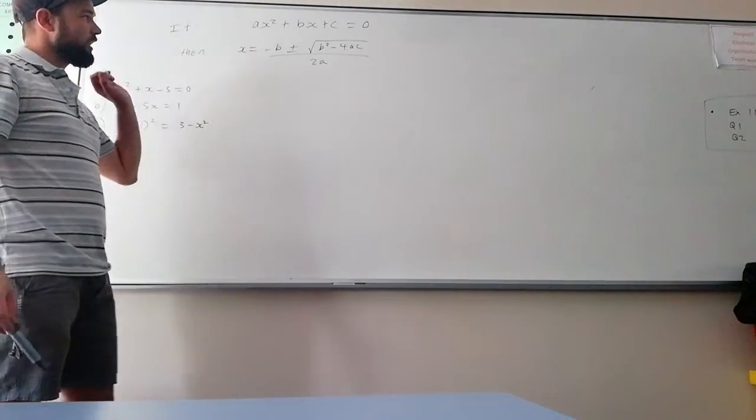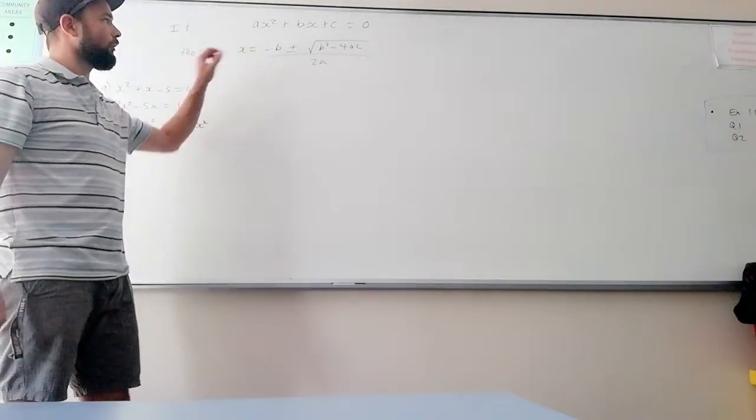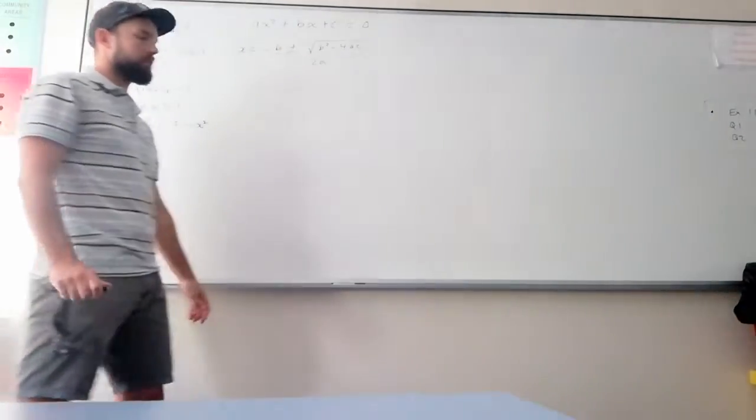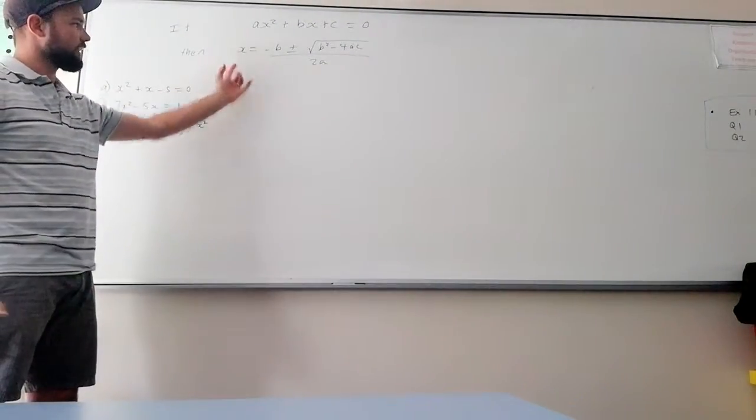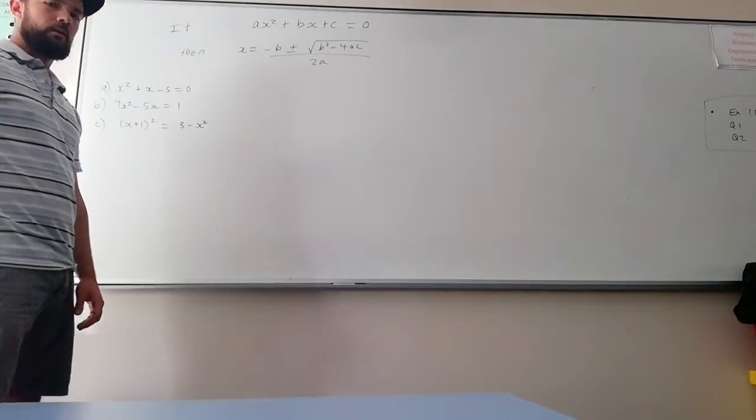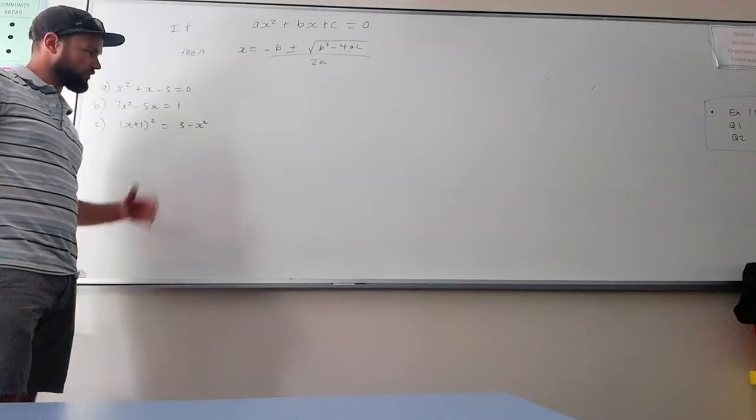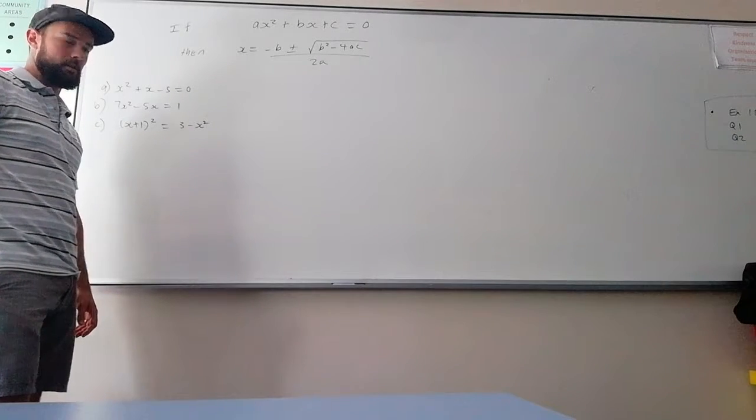If we're trying to solve a quadratic expressed in general form, ax squared plus bx plus c is zero, then the solutions are going to be the quadratic formula listed here. You can see the notes in the Google Drive. I'm just going to go through the examples here.